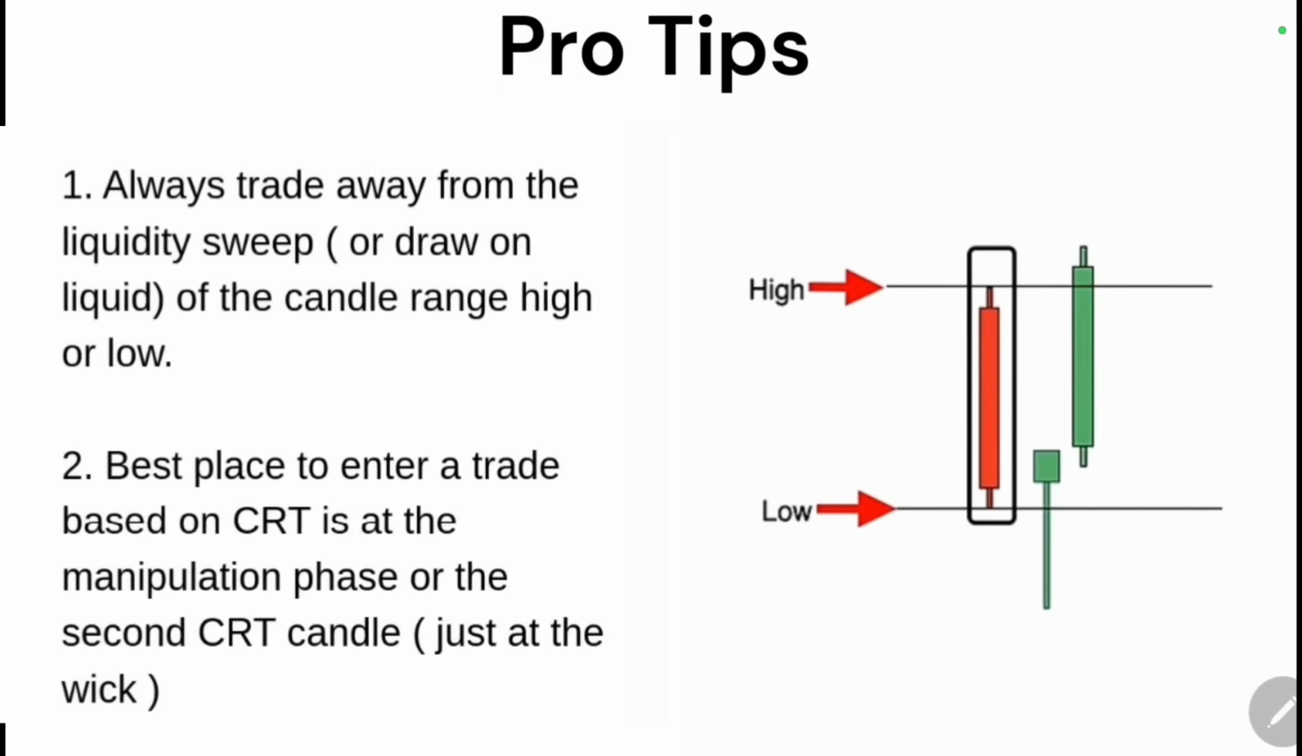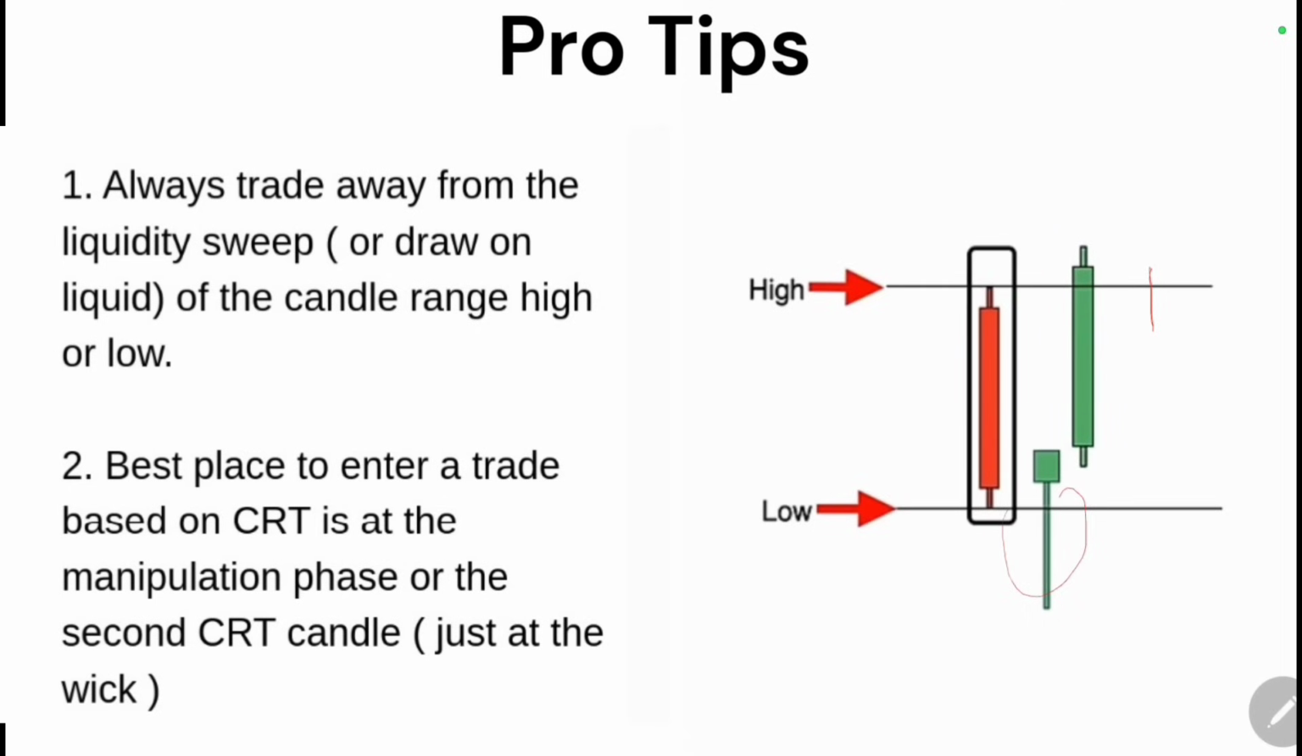There are two pro tips I've always told you about. Always trade away from the liquidity sweep of the drawn liquidity of the candle range high or low. What I mean is that if this is the liquidity sweep, you should trade away from it. You should be looking at entering trades somewhere around here, in the opposite direction to the liquidity sweep of the range candle. If the liquidity of the range candle is swept on the downside, your trade should be to the upside. If the liquidity is swept on the upside, your trade should be towards the low side. We're going to see this clearly when we enter the chart very soon.